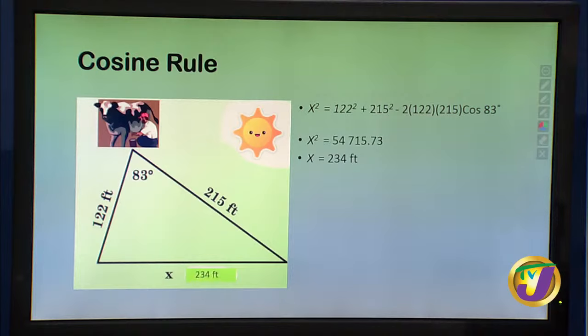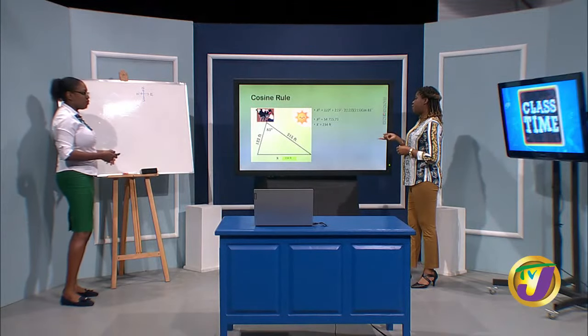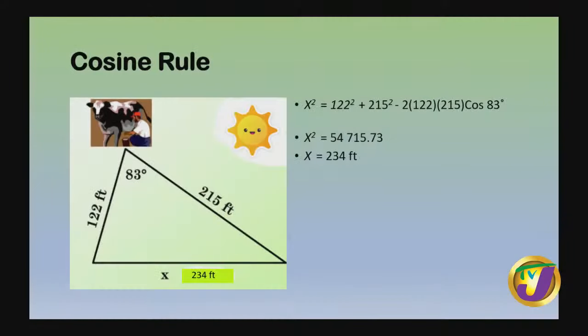So let's put that on the diagram. And then the question asked us, we needed some more information, right? So the total fencing. So we'd find the perimeter. Perimeter. Right. And as they would say, you're just adding up everything. All the sides. All the sides. So 122 feet plus 215 feet plus 234 feet. So there we have a total of 571 feet.